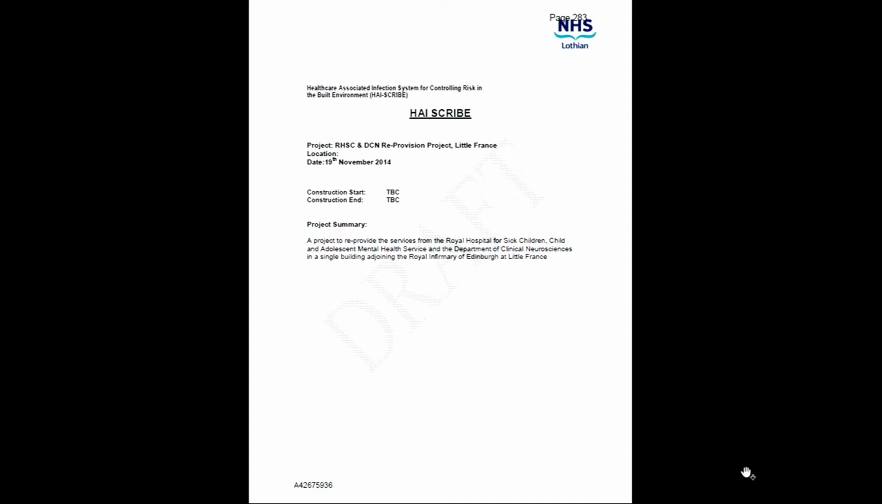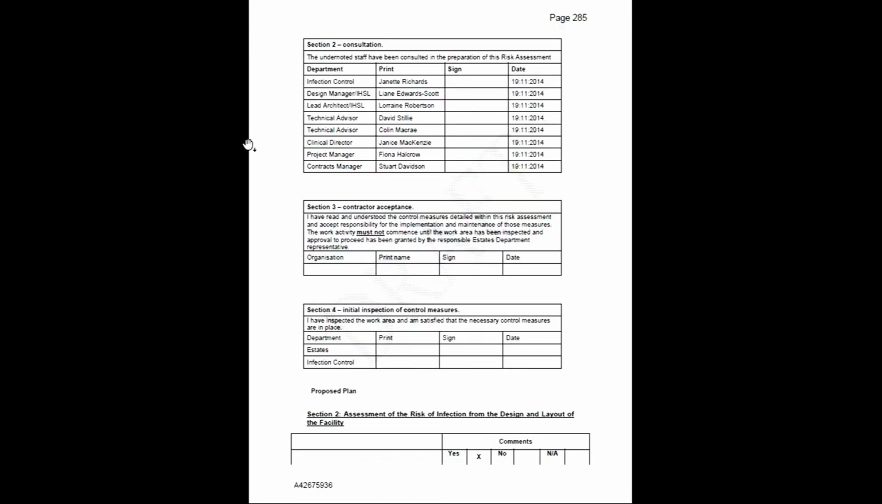See, this is a healthcare associated infection system for controlling risk in the built environment, HAI Scribe report from the 19th of November 2014. Do you see that? Yes. Now, I don't think you were involved in the HAI Scribe process, but if you look to page 285, in section 2, the consultation, halfway down, David Stilley and Colin McRae were involved in the HAI Scribe report. Do you see that? Yes, yeah. Do you remember either of those individuals discussing the HAI Scribe report from November 2014 with you?